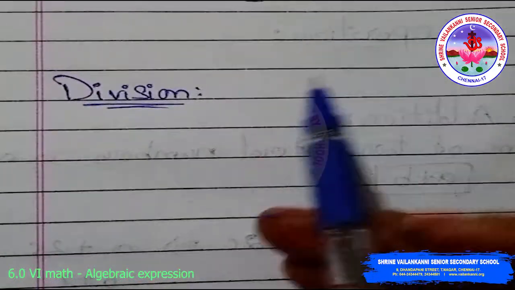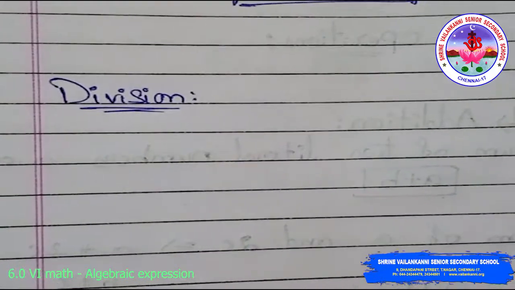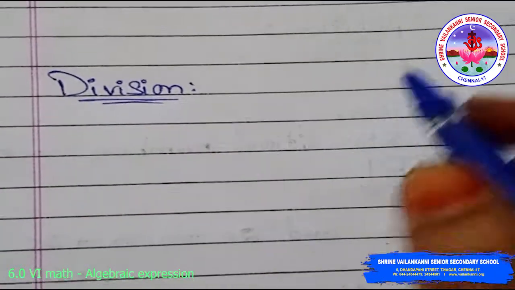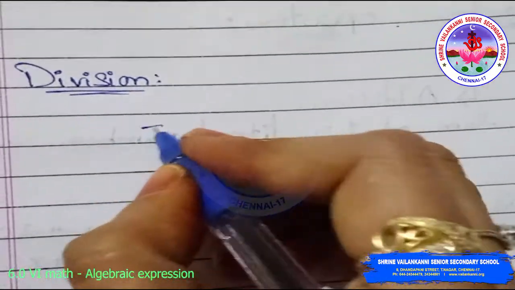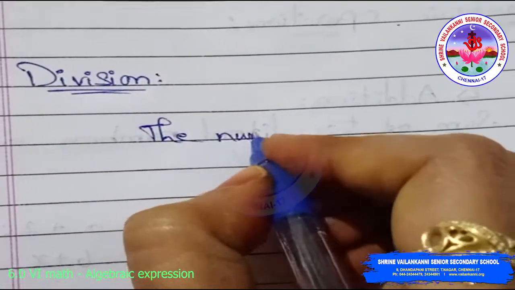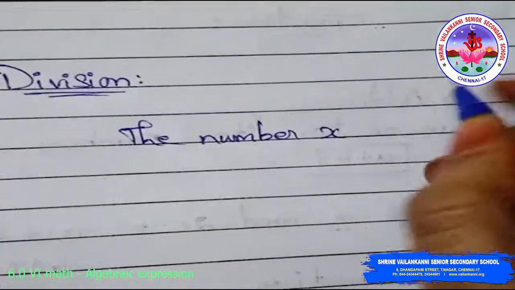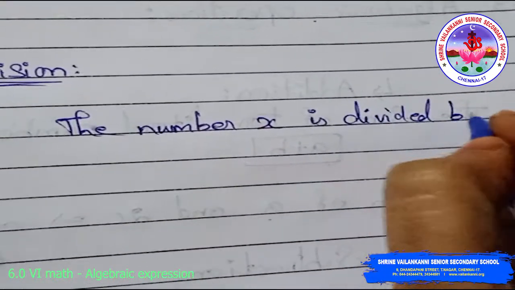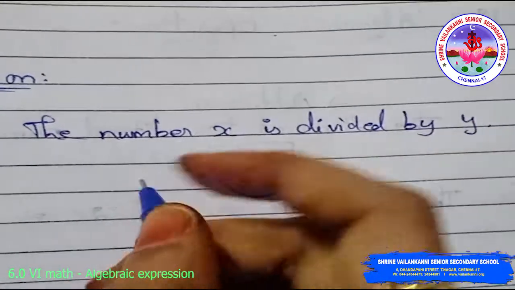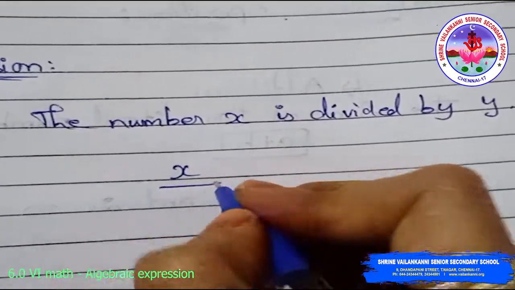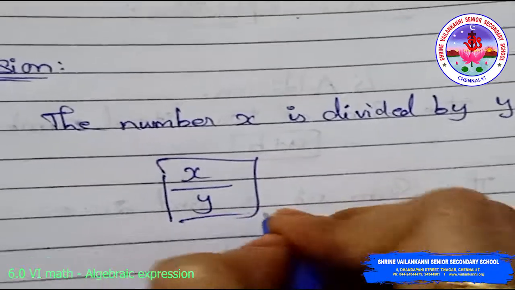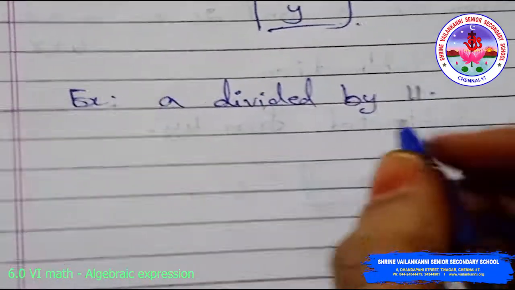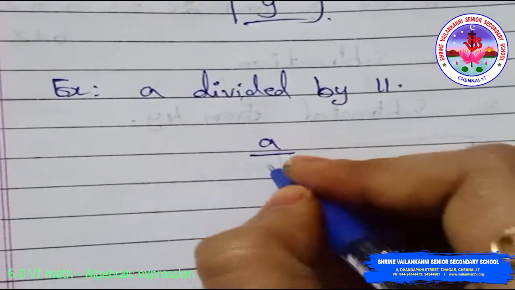The next topic is division. Division of literals follows the same rules as division of numbers. For example, the number x is divided by y. So here x by y is the expression. Example, a divided by 11. The expression is a by 11.